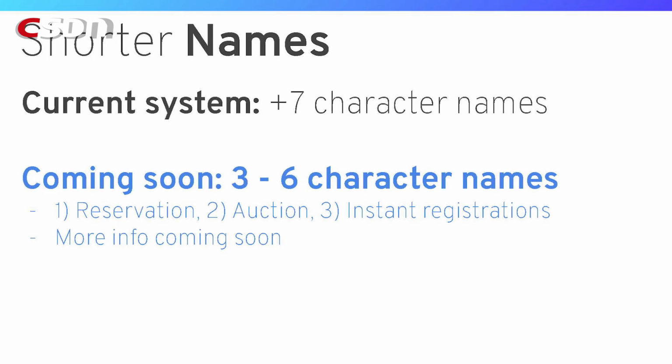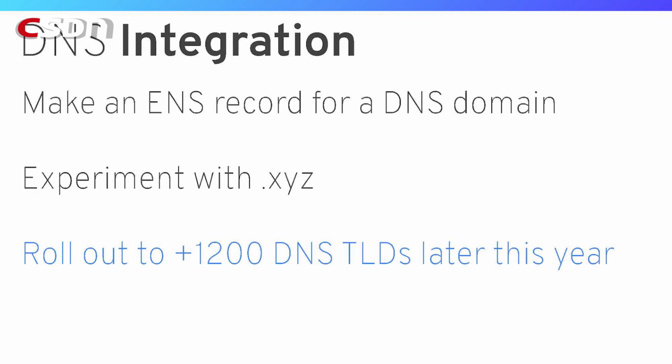But this is exciting. Something I'm personally very excited about is that hopefully this year we will be rolling out DNS domain integration to ENS. Now, what does this mean? It means that you will be able to make an ENS record for a DNS domain. This already works with .xyz names. If you get example.xyz, you can claim that second-level domain on ENS, have an ENS record for it, and it just works like a .eth address. There are some projects doing this.